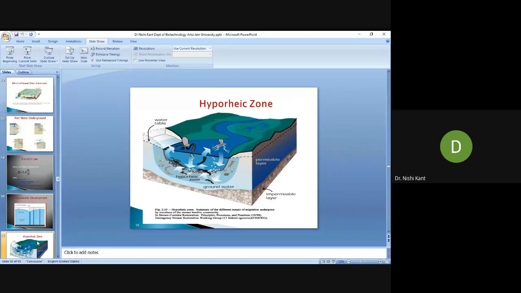Hyporheic zone: the zone where water is exchanged between surface water and groundwater. It is controlled by geomorphology, upwelling, downwelling, biochemical processing, water quality and habitat issues, and temperature.